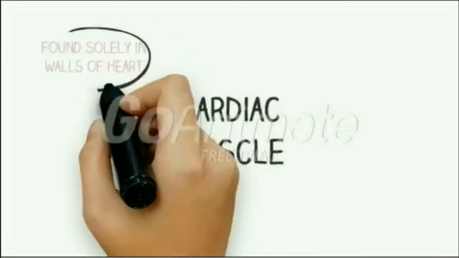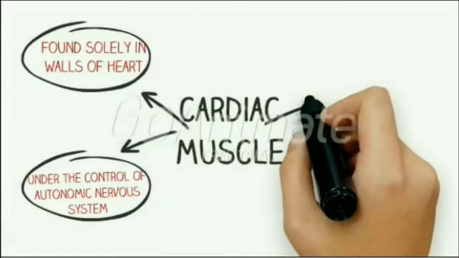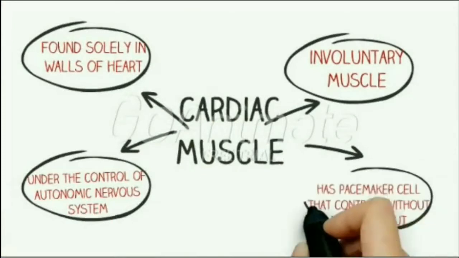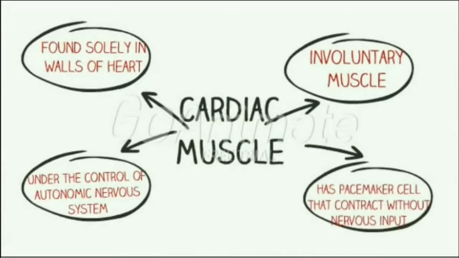Cardiac muscle is found solely in the walls of the heart and it is under the control of the autonomic nervous system. It is an involuntary muscle and has pacemaker cells that contract without nervous input.